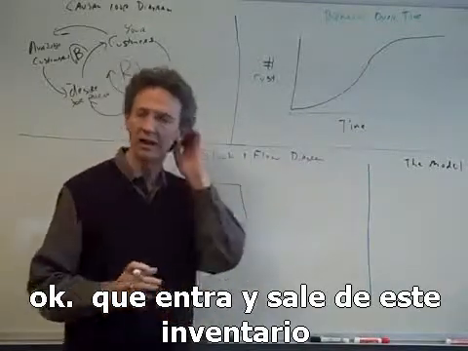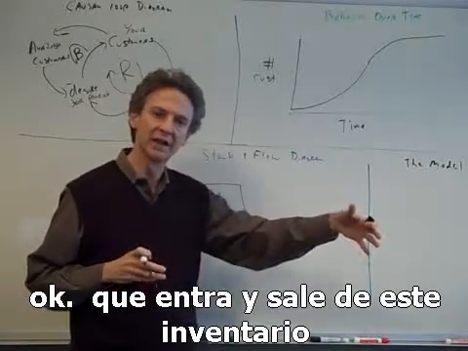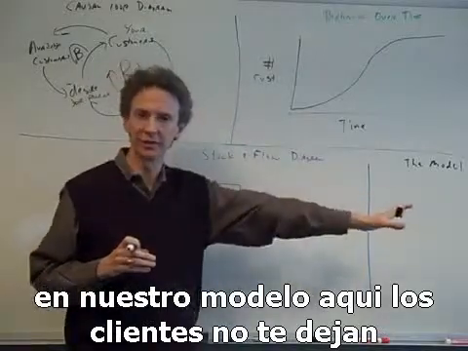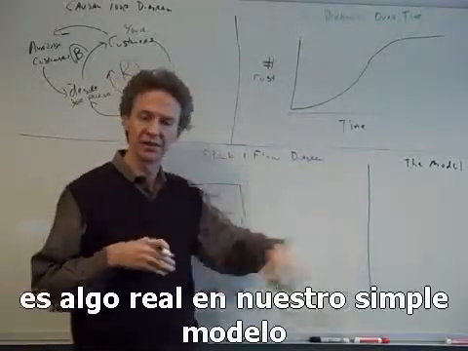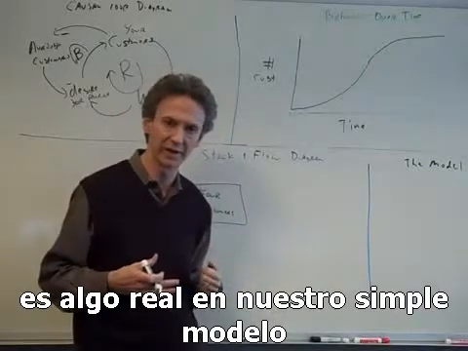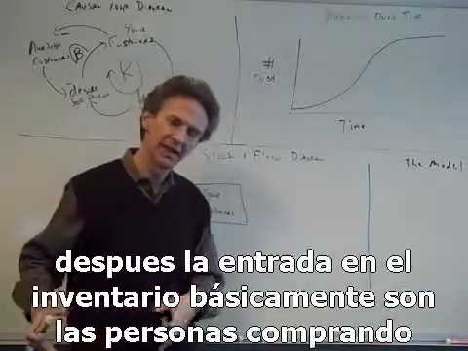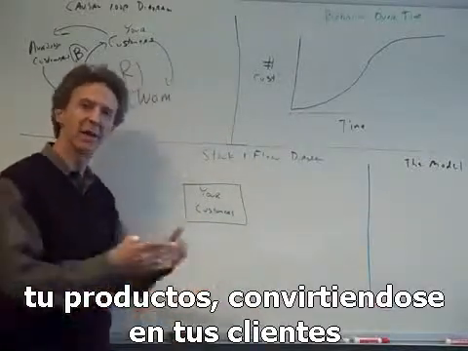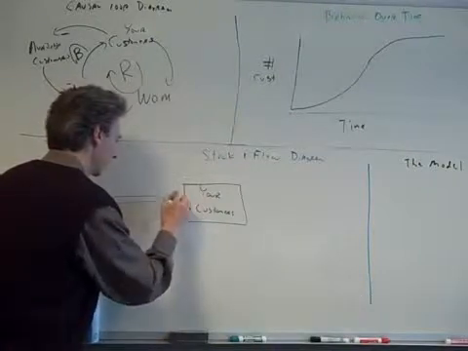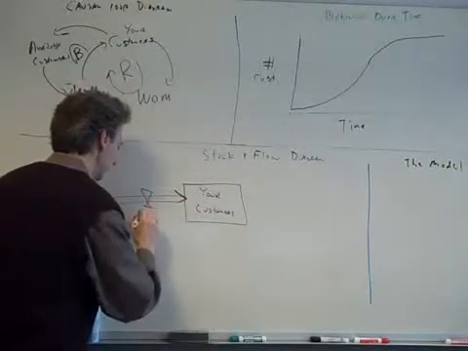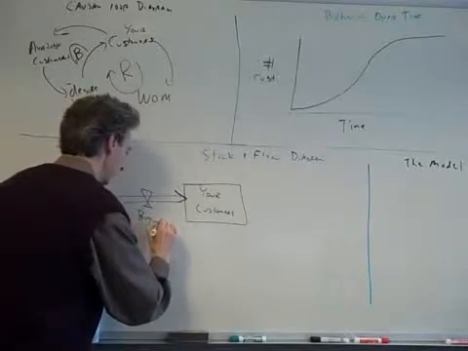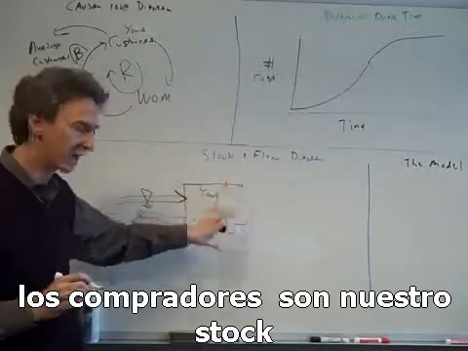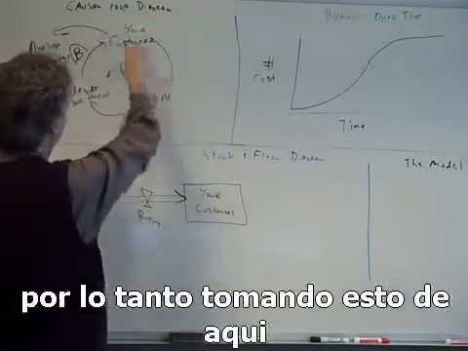Okay? Now let's talk about the flows in and out of that stock. In our model here, no customers leave you. So there's no flow out of the stock, which isn't realistic, but we'll do it for our simplified model. And then the flow into the stock is basically what? It's people buying your product, becoming your customer. So we will call that buying, okay? So buying will drive this stock higher.